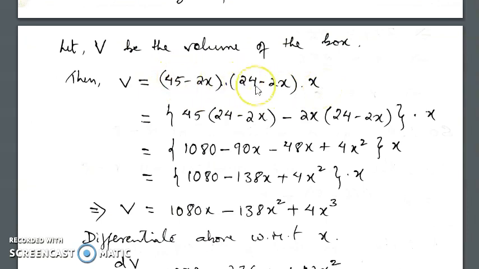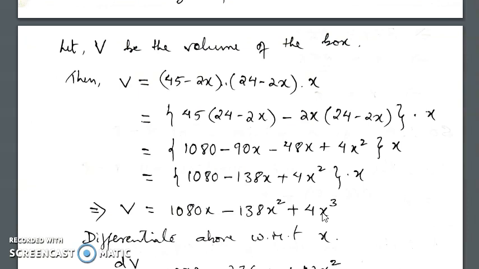So you'll have to write what is the length, what is the breadth, what is the height. First we will multiply these two terms. Multiply these two terms, that means 45 multiplied by that one, and then minus 2x multiplied by that one. Then minus 90x minus 48x will give you minus 138x. And then after that, multiply this x inside, you'll have 1080x minus 138x square plus 4x cube. This will be the equation of the volume.